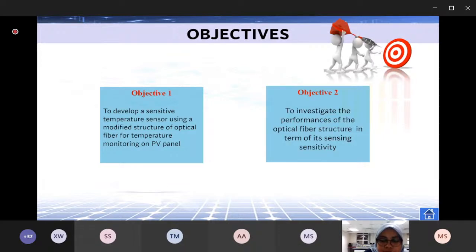I have two objectives for this study. First is to develop a sensitive temperature sensor by modifying the structure of the optical fiber for sensing the temperature on PV panel. And secondly is to investigate the performance of the fabricated optical fiber in terms of its sensing sensitivity.